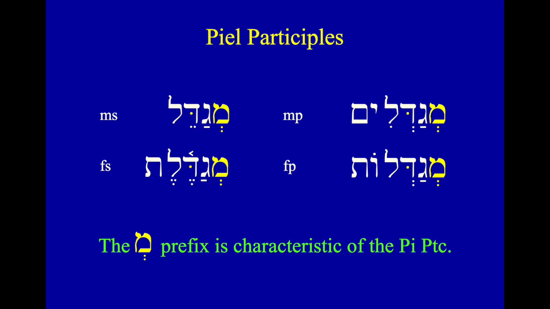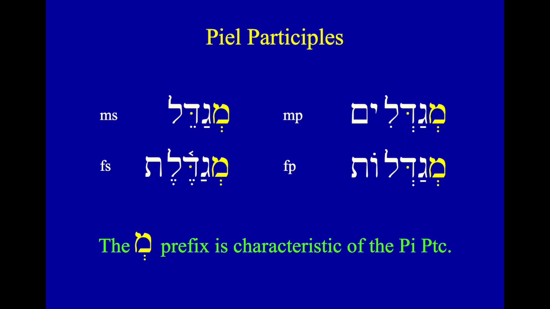That's going to be distinctive for our Piel forms. And notice that we have this mem with a schwa in front of it. Now this is going to be important, because with the Qal active participle you didn't add anything to the front of it. But for other participles, in other stems, we are going to add this mem to the front of the verb. So if you see a root with a mem stuck on the front of it, it could be a noun. That happens in Hebrew. But it could be a participle. And a mem with a schwa underneath it, that is a Piel participle.